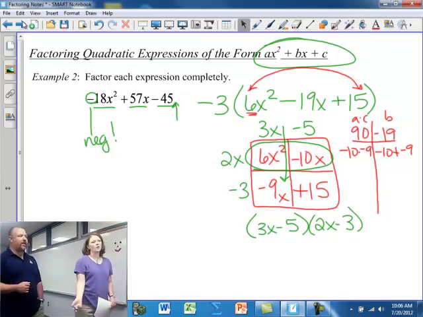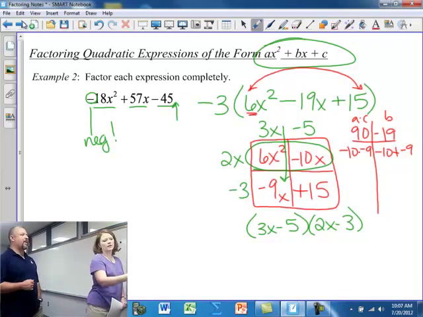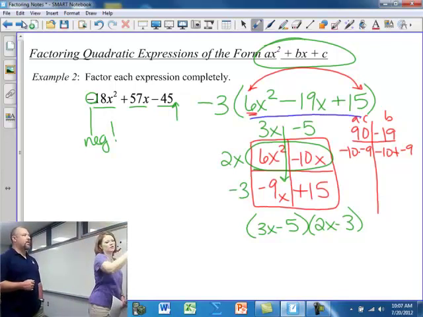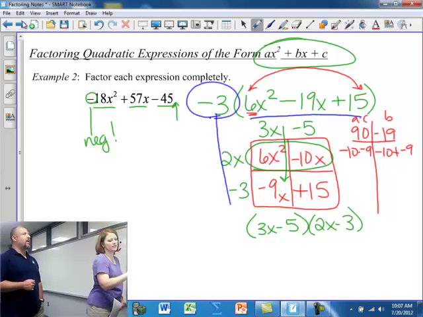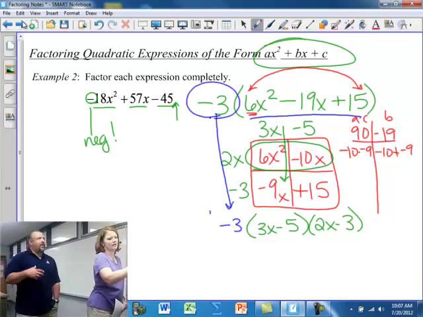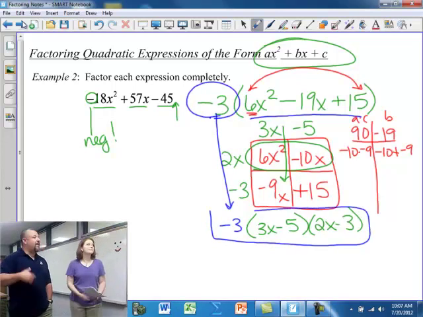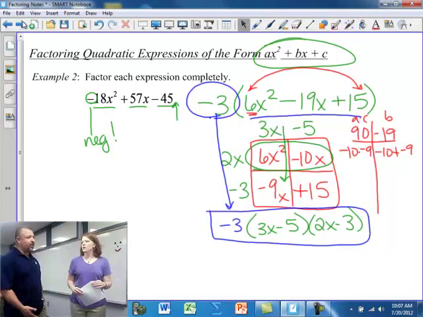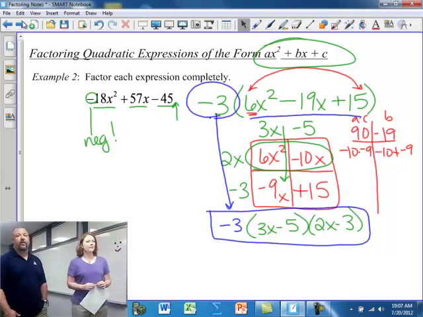And now, what are we missing from our final answer that we had to begin with? These two parentheses really only represent this one parenthesis, so we are actually missing this term. So it still needs to be there. You see that phrase that says factor each expression completely? That means take out the greatest common factor and finish off any factoring that can be done, as far as you can go, and write down all of your answers.